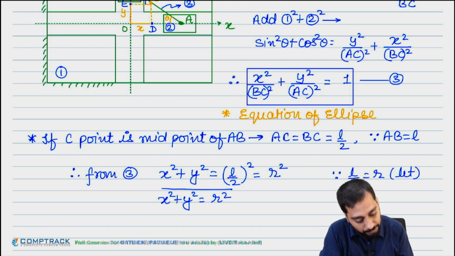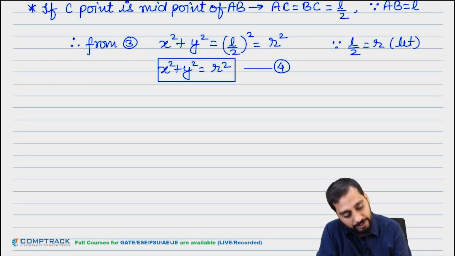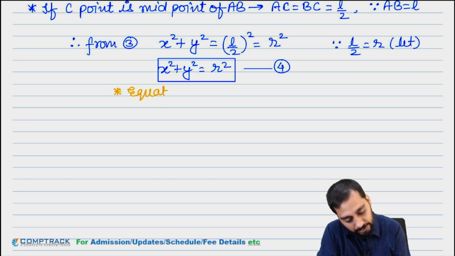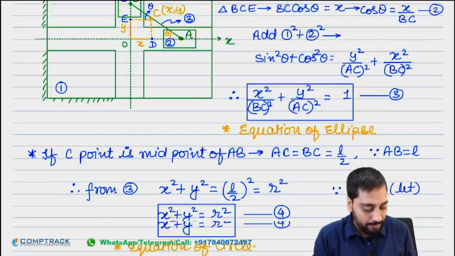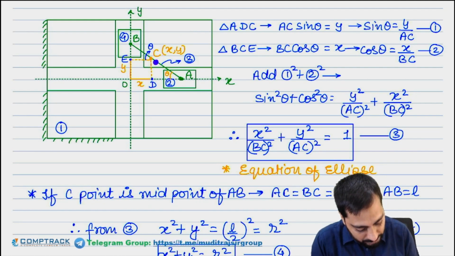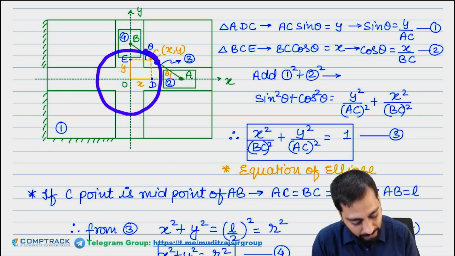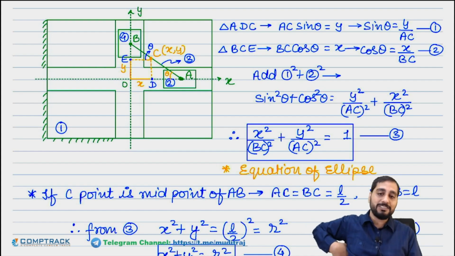This will become your equation of circle. Yes or no? So simply then this point will move on a circle. So it will be your standard equation of circle. Means any general point on the bar AB except the midpoint will move on an ellipse. Only the midpoint of this bar will move on a circle. Got the point or not? Midpoint of this bar will move on a circle.